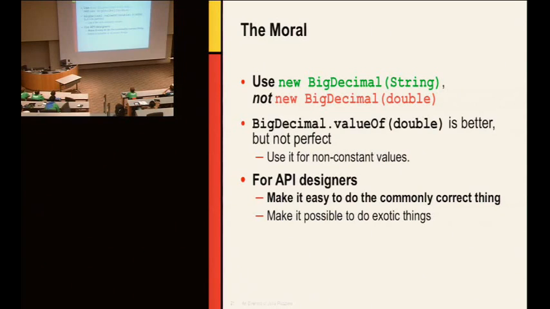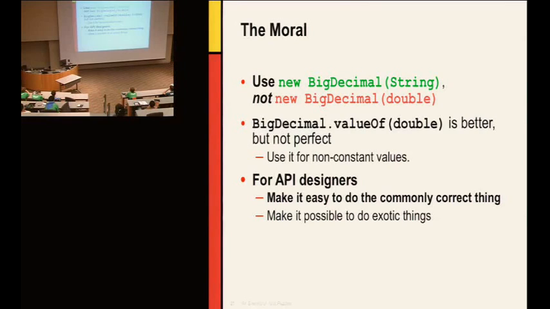You can only use BigDecimal of String if you know the string at compile time, right? If you calculate the double and then need to turn it into a BigDecimal, what do you do? Well, then you have another method called BigDecimal.valueOf(double), which gives you a better result than new BigDecimal(double). New BigDecimal(double) gives you the exact result, which is never what you want.